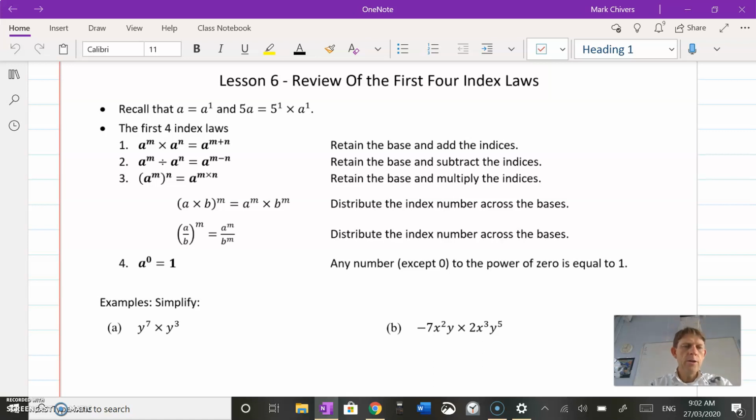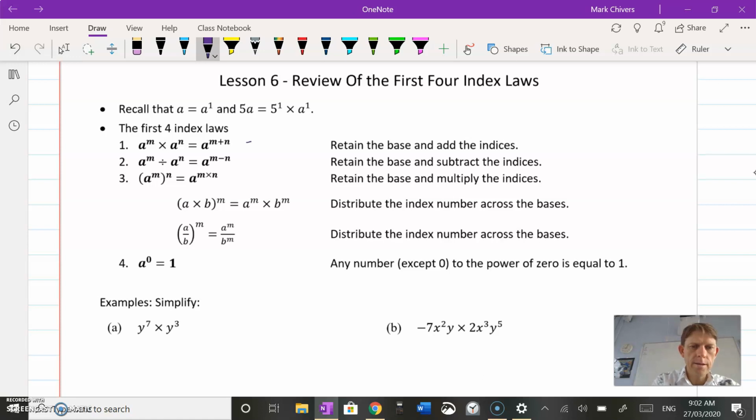So anytime we multiply two numbers with the same base but different indices, we add the indices. That's that first one there. And then the second index law is kind of the opposite, and it kind of just makes sense. If we're dividing two numbers with the same base with different indices, we take away the indices. And then the power to the power rule, which you would have all seen before, is that if we've got something to some power raised to another power, then we multiply the powers. And finally, anything to the power of 0 aside from 0 itself equals 1.